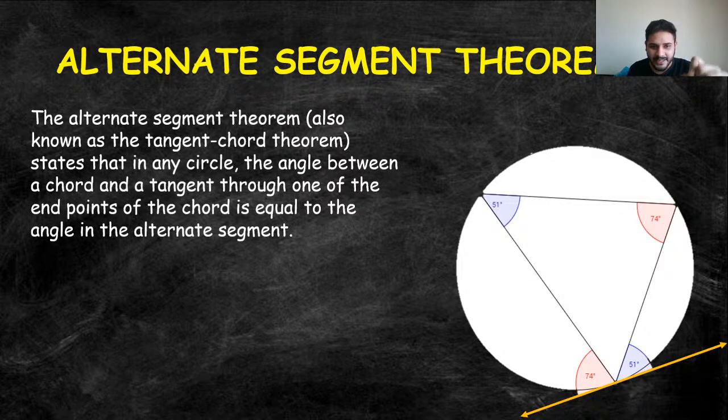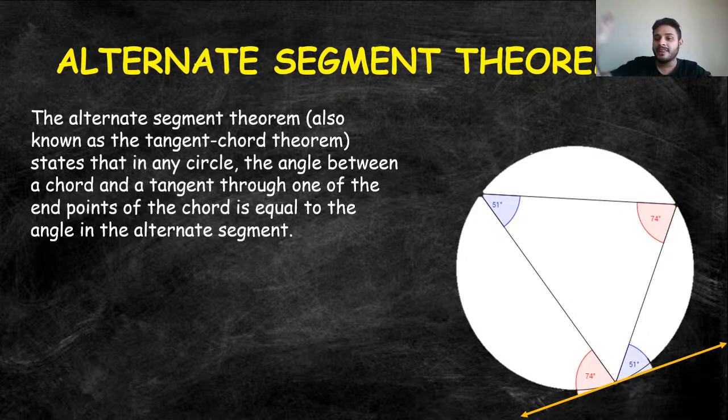The alternate segment theorem, also known as the tangent chord theorem, states that in any circle the angle between a chord and a tangent through one of the endpoints of the chord is equal to the angle in the alternate segment. Now we have a line passing through the circle, touching the circle, that is the tangent. That's 74 degrees. On the screen, 74 degrees given in pink is equal to the angle on the top right side of the circle. Now this 74 degrees is forming an exterior angle with the triangle, with the tangent.